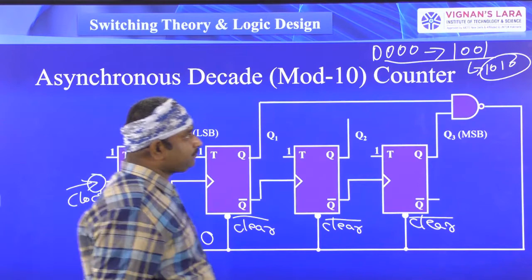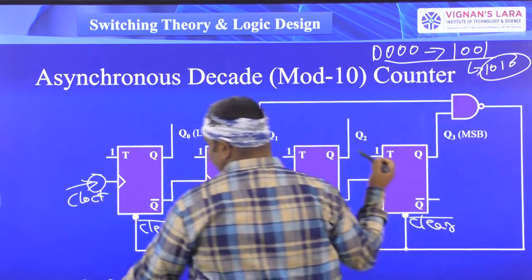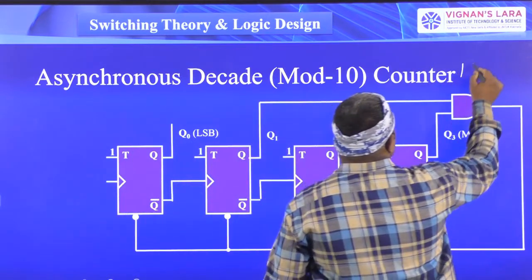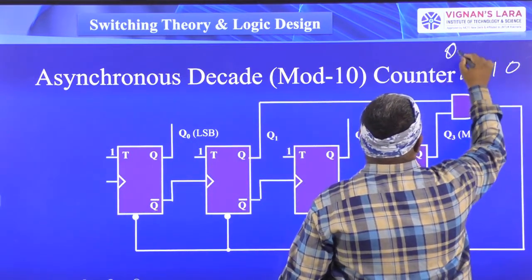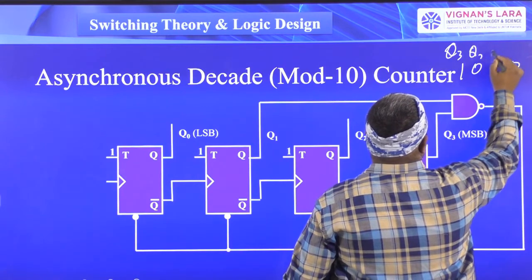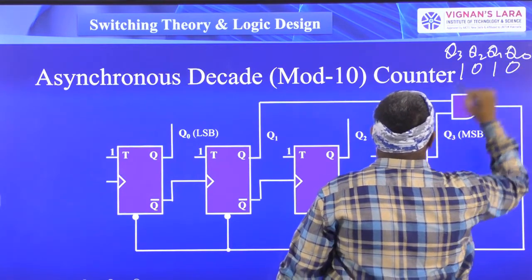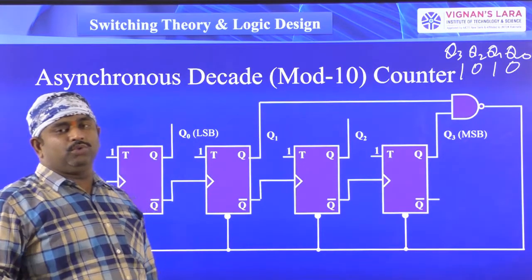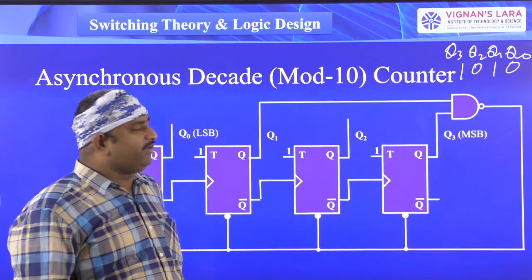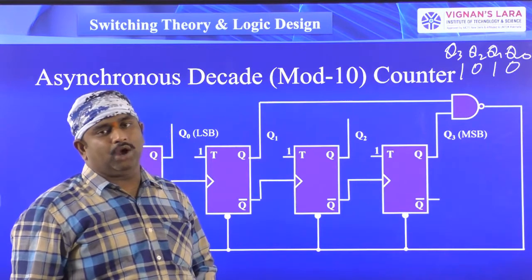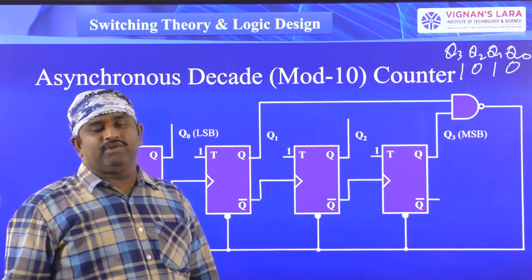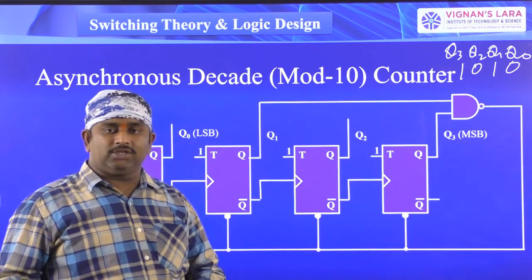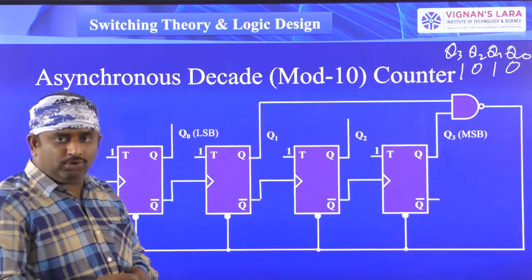For that, see here, this 1, 0, 1, 0. Here we are writing this is Q3, this is Q2, this is Q1 and this is Q0. I have written the Q3, Q2, Q1, Q0 positions. So the Q3 value goes to 1, Q2 value goes to 0, Q1 value goes to 1 and Q0 value goes to 0. Whenever this combination occurs, only then should the clear signal be activated.